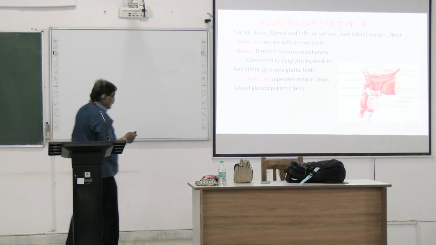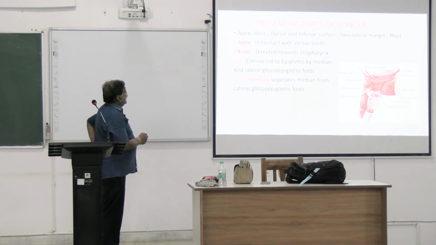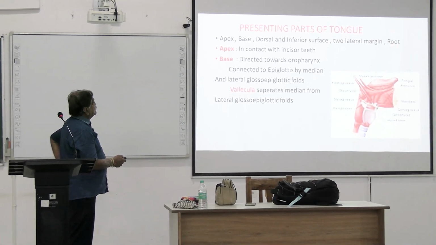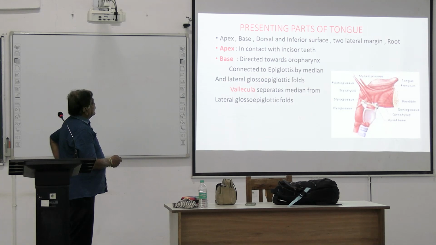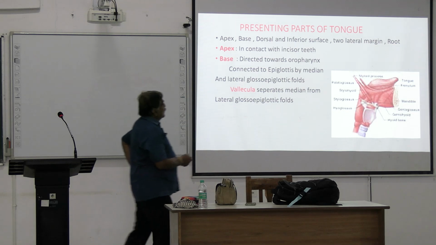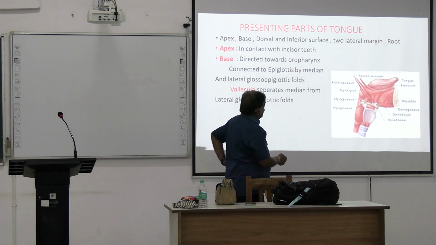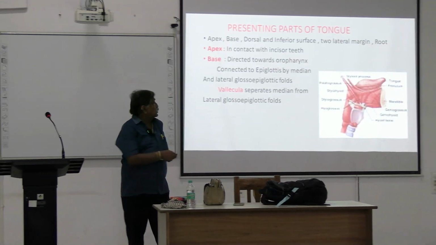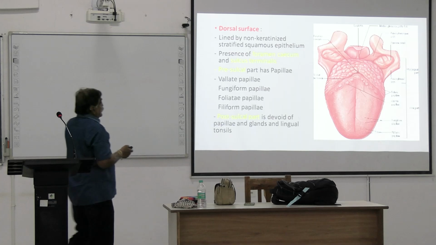Okay? Now the presenting parts of the tongue: apex, base, dorsal and inferior surface, 2 lateral margins, root. Apex in contact with incisor tooth, base directed towards the oropharynx, connected to the epiglottis by median and lateral glosso-epiglottic folds, vallecula separates the median from the lateral glosso-epiglottic fold. Now, see the tongue here, this is the larynx, the trachea, and this is the portion of the mandible. Now, this is a beautiful picture.